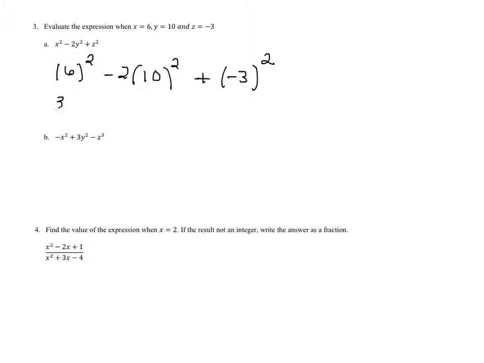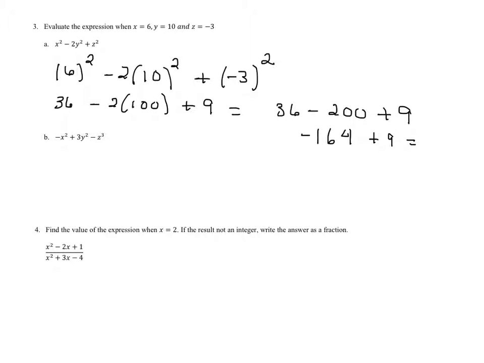6 squared is 36. 10 squared is 100. Negative 3 squared is 9. So this is going to be 36, take away 200, plus 9. 36, take away 200 would be negative 164. Add 9 will get us down almost 10, so negative 155 is the result.